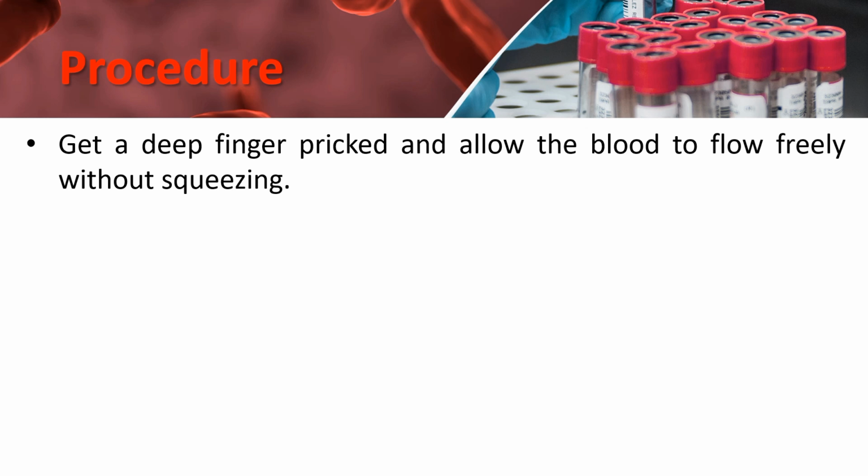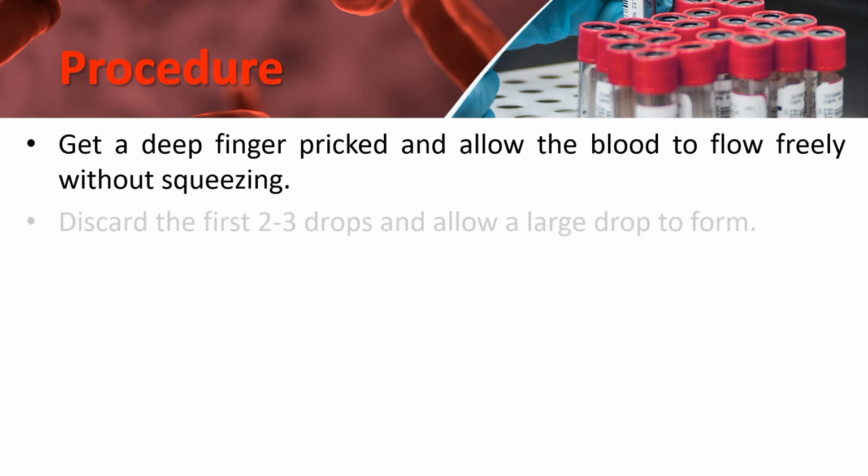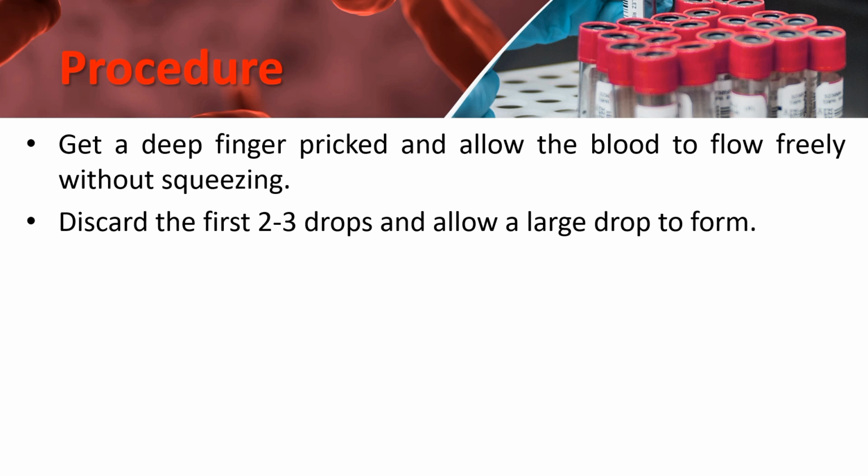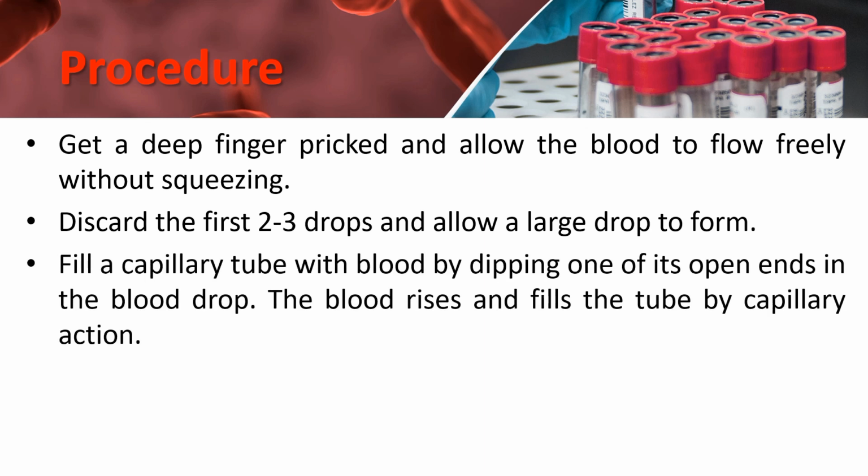It is important to prevent admixture of tissue fluid with the blood. Then discard the first 2-3 drops of blood and allow a large drop of blood to form. Then fill a capillary tube with the blood by dipping one of its open ends in the blood drop. The blood rises and fills the capillary tube by capillary action.